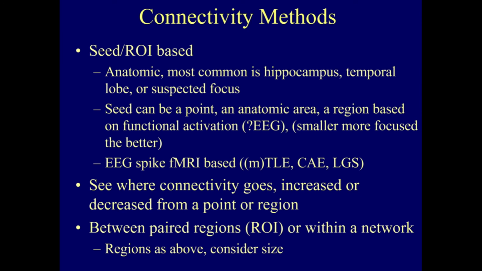One can also look between paired regions of interest, or within a particular network, and those are the regions as above, and one can consider the size. Connectome maps have a variety of maps, some of which have very large regions, some of which have very small sub-regions within Brodmann's areas that range anywhere from 40 regions to over 180 regions for multiple comparisons and analysis.